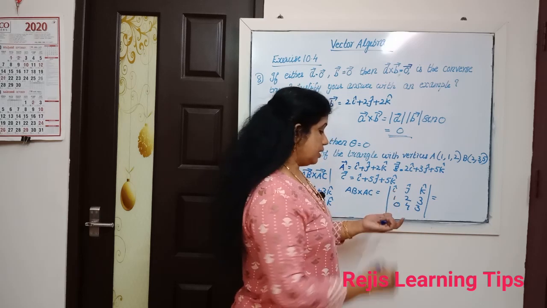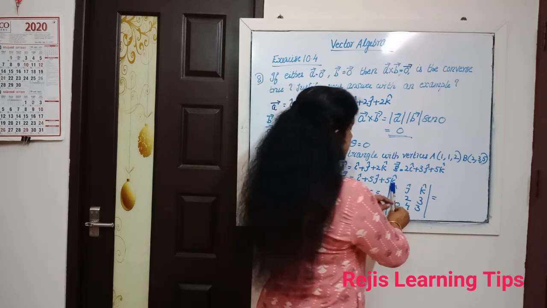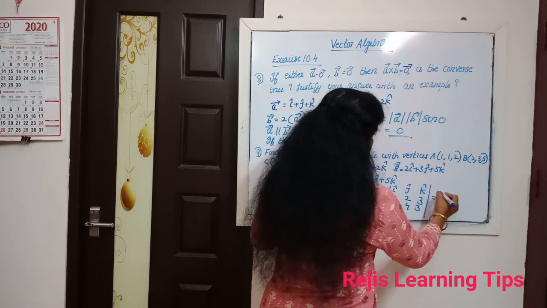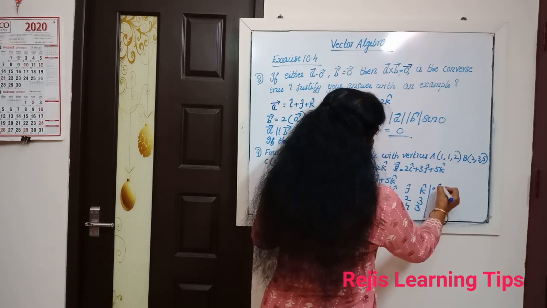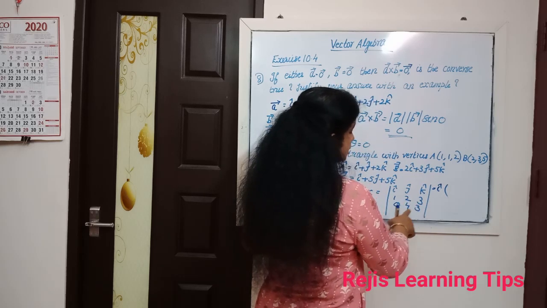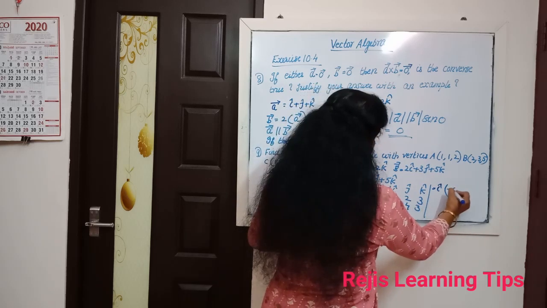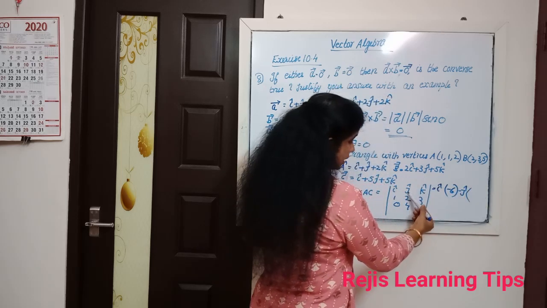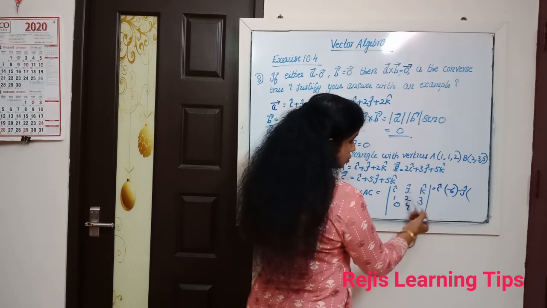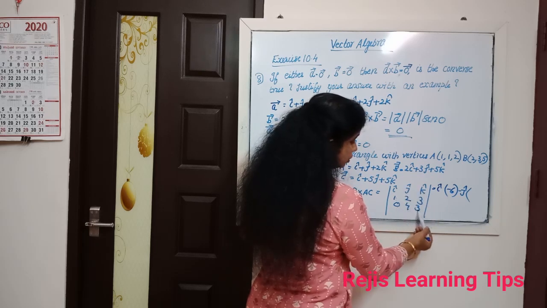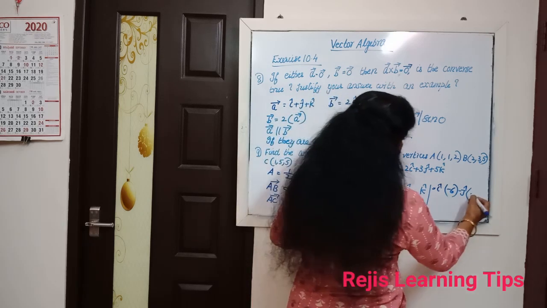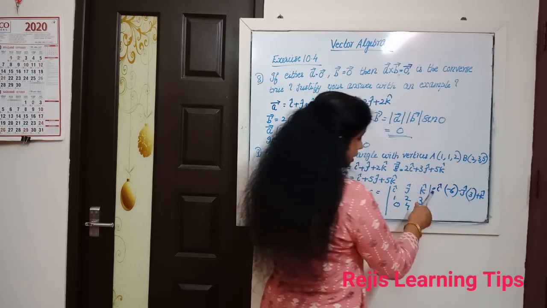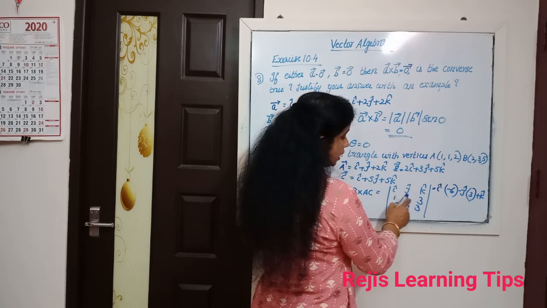i into, we already know that we should remove this column and this row. Then we will get 2, 3, 4, 3. We get i into 2 into 3 means 6, 6 minus 12, that is minus 6. Then minus j cap into, we should remove this column and this row. Then we will get 1, 3, 0, 3. 1 into 3 is 3, 3 minus 0 is 3 only. Then plus k cap into, we should remove this column and this row. Then we will get 1, 2, 0, 4.